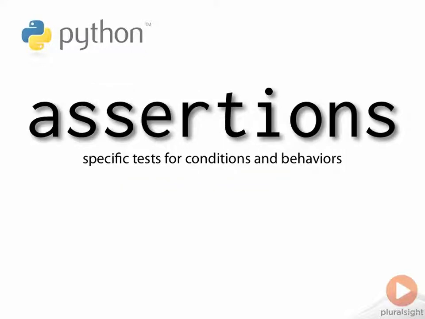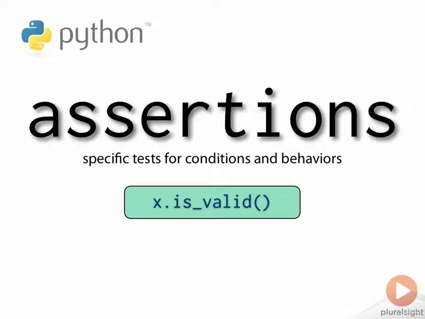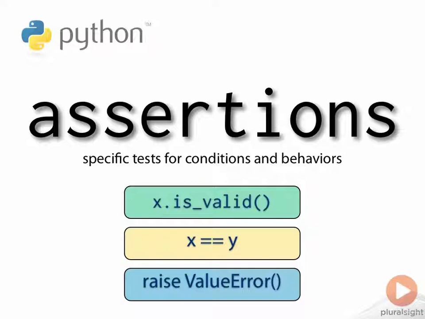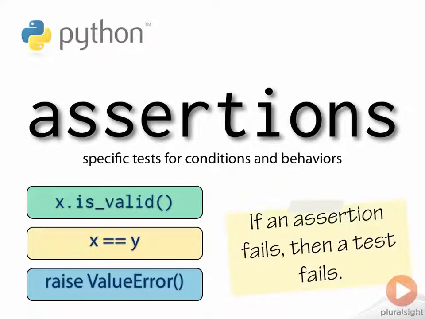The final key concept is that of assertions. Assertions are how you can tell the unit test framework to make specific checks which determine whether a test passes or fails. Among other things, assertions can make simple Boolean checks, perform object equality tests, or verify that the proper exceptions are thrown. If an assertion fails, then a test function fails, so assertions are really the lowest level of testing you can perform. With those concepts in mind, let's see how to actually use the unit test module.